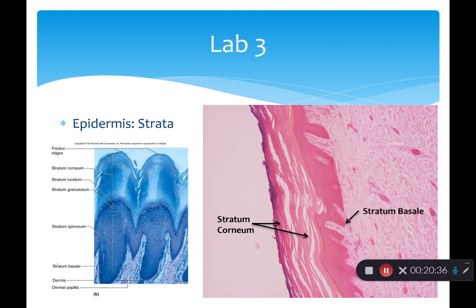So this is what our slide looks like. There are only two strata I'm going to have you label on a slide: the stratum basale, the layer right on top of the basement membrane, and then this is the stratum corneum. A lot of people call it the bacon layer because that's kind of what it looks like. The cells are supposed to be stuck together, but they've spread out a little bit over the process of putting them on a slide. The other layers you should know on a model of the skin.